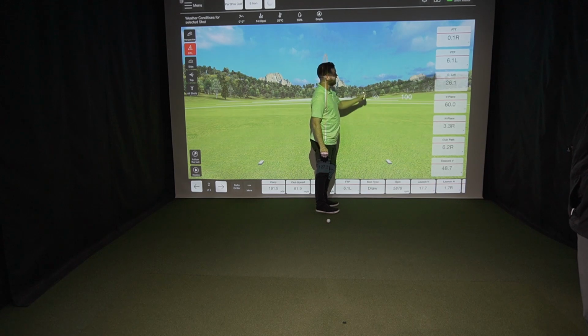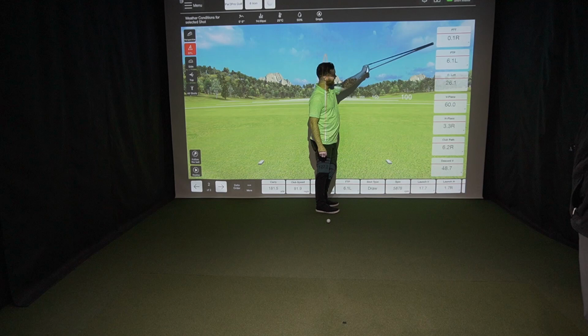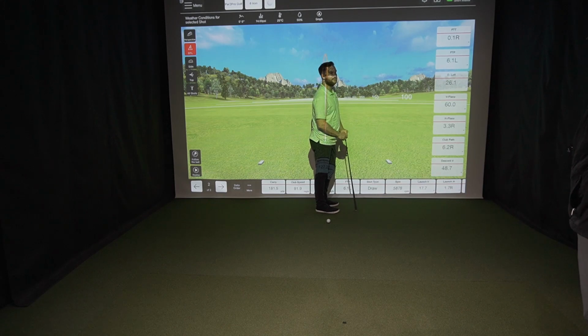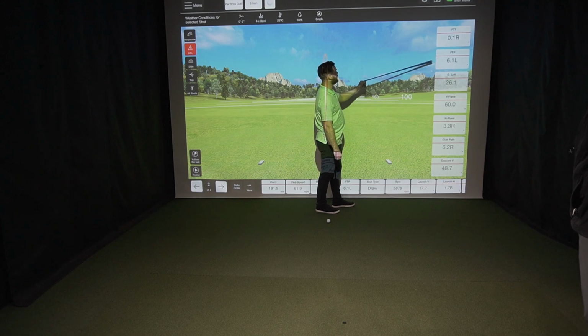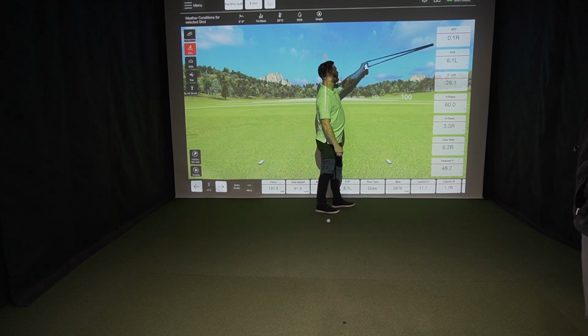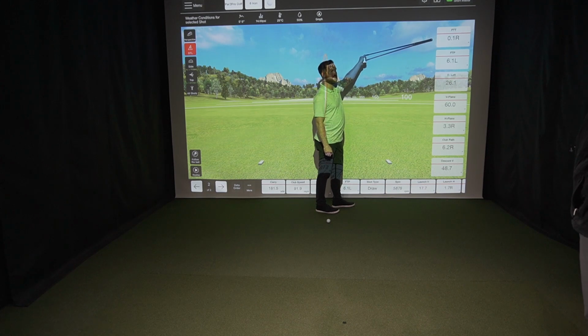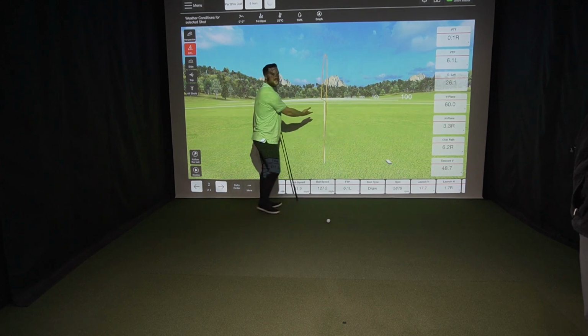You'll see that the math with the face to target adds up. 6.2 minus 6.1 is 0.1. Right? The math adds up. But like I say, this is a weird example just because my face to target is very close to square, but it's actually open. Yet you see the shot shape is a draw.